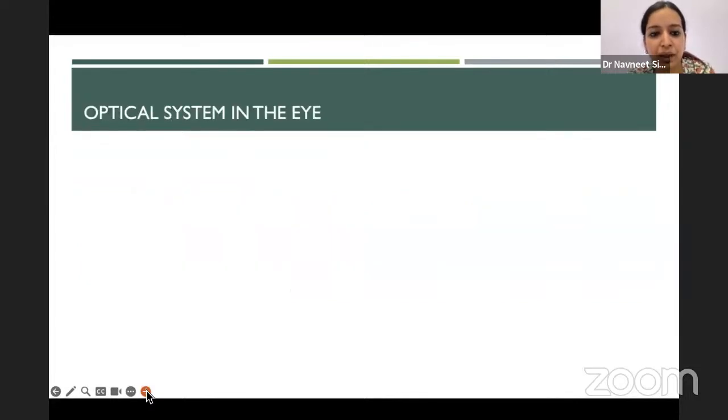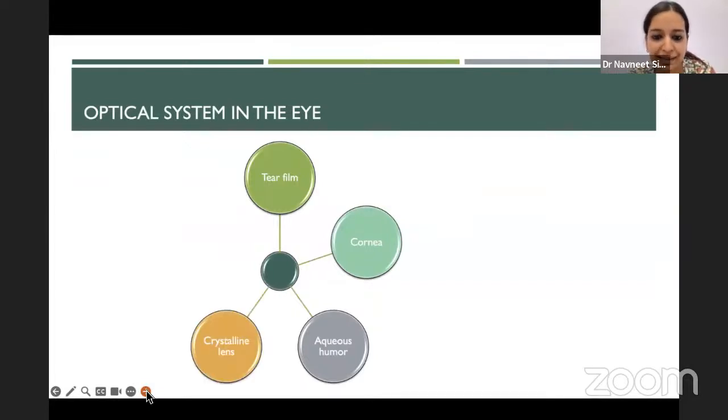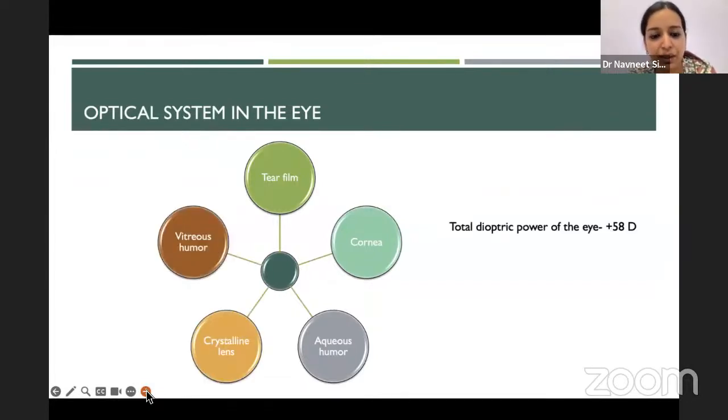The optical system of the eye, which is the focusing system of the eye, comprises the tear film, the cornea, the aqueous humor, the crystalline lens, and the vitreous humor. Together, these provide a total dioptric power to the eye of around plus 58 diopters. This power is divided into the corneal power and the lens power. The cornea contributes around 43 diopters and the lens around plus 15 diopters.